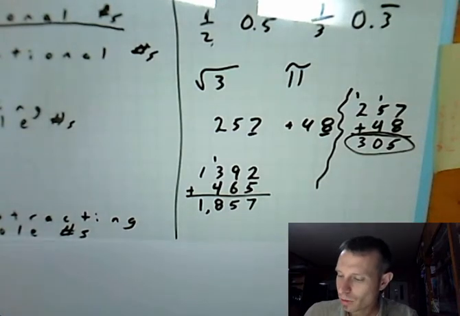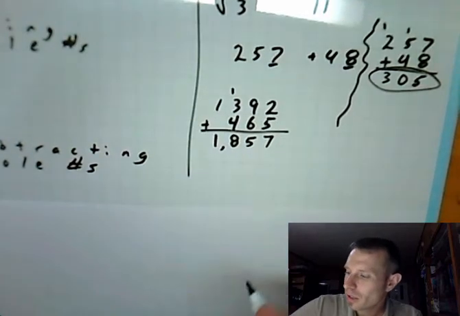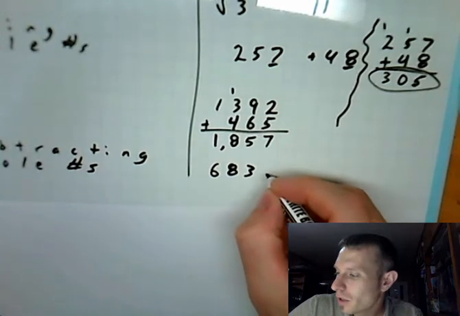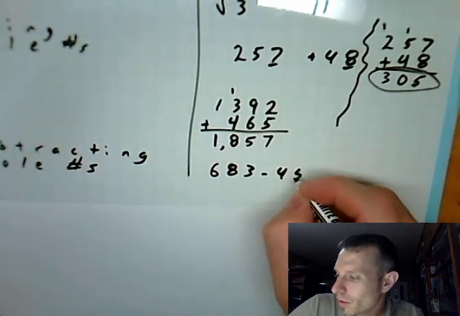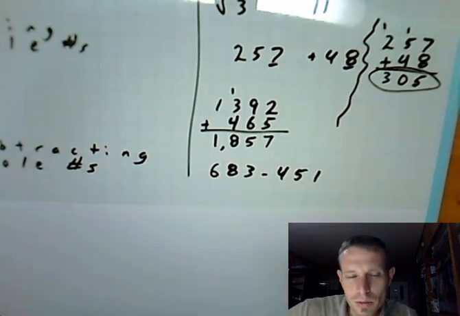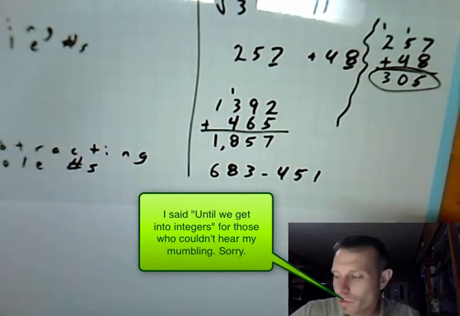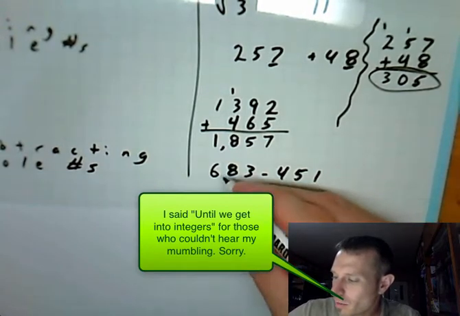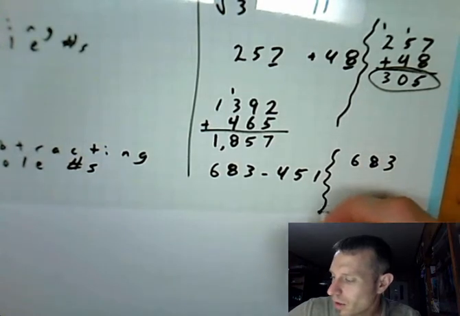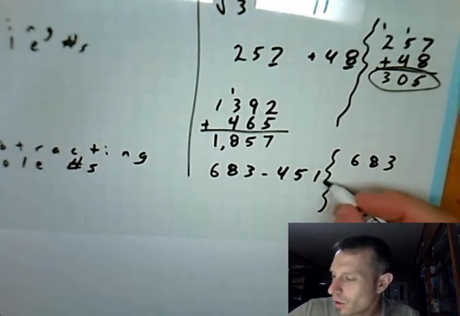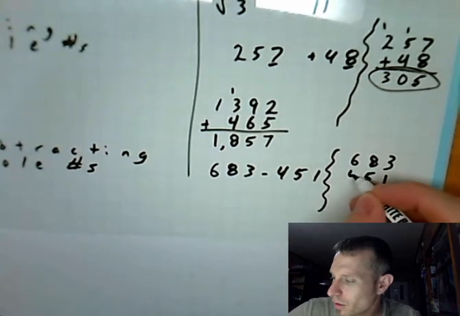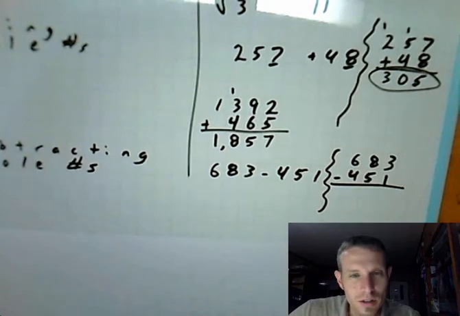Okay, subtracting is the same way. Let's take, for example, if you have 683 minus 451. Again, until we get into integers, we'll usually have the larger number first. So let's line these up, the 6, 8, 3, and the 1 was in the ones place. We'll put the 1 here and the 5 here and the 4 here. Draw the line and subtract.